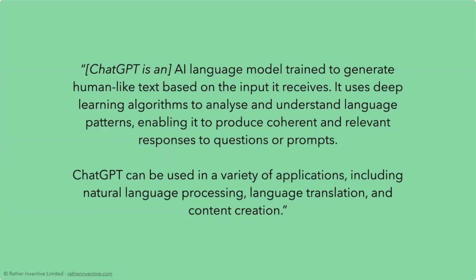But rather than me ramble on, what I've done is I've asked ChatGPT, an older version, 3.5, to describe itself. So let's see what it says. ChatGPT is an AI language model trained to generate human-like text based on the input it receives. It uses deep learning algorithms to analyze and understand language patterns, enabling it to produce coherent and relevant responses to questions or prompts. ChatGPT can be used in a variety of applications, including natural language processing, language translation, and content creation.